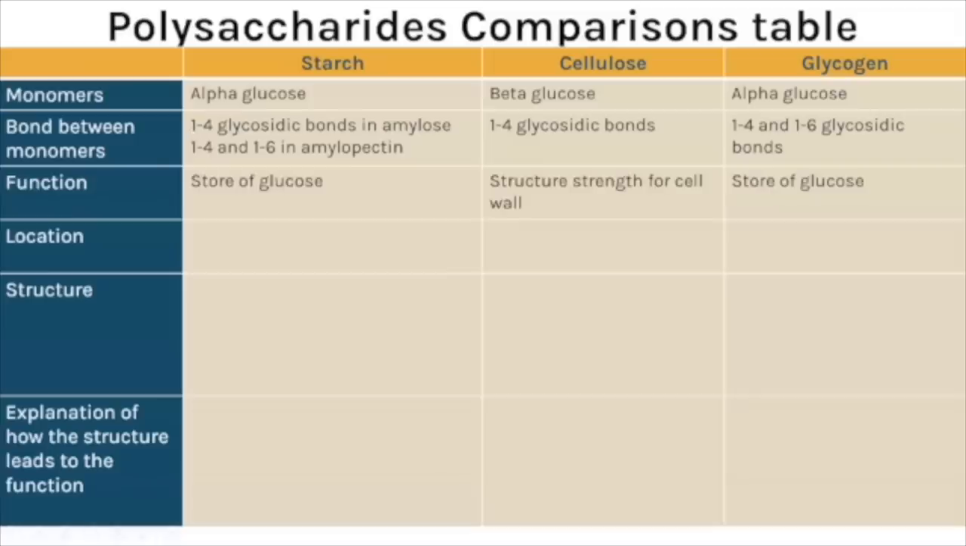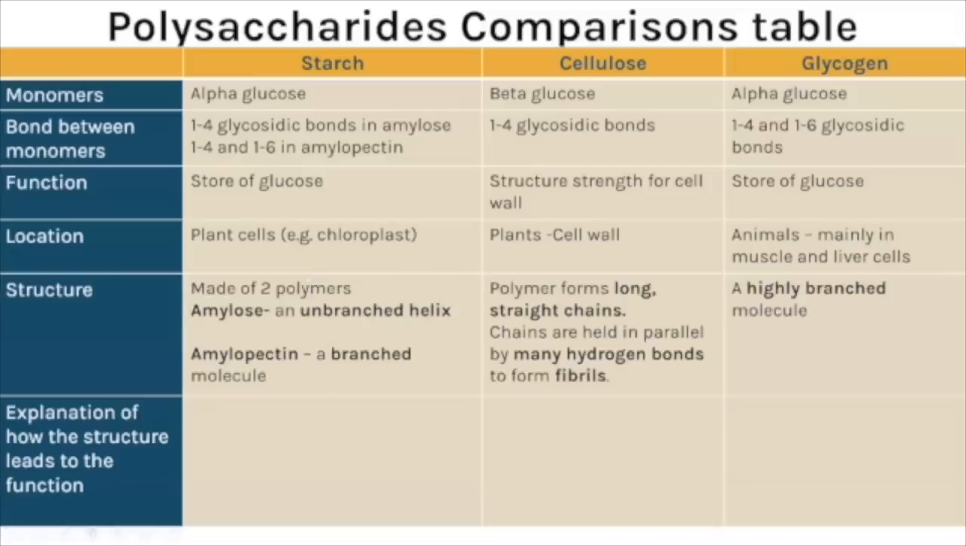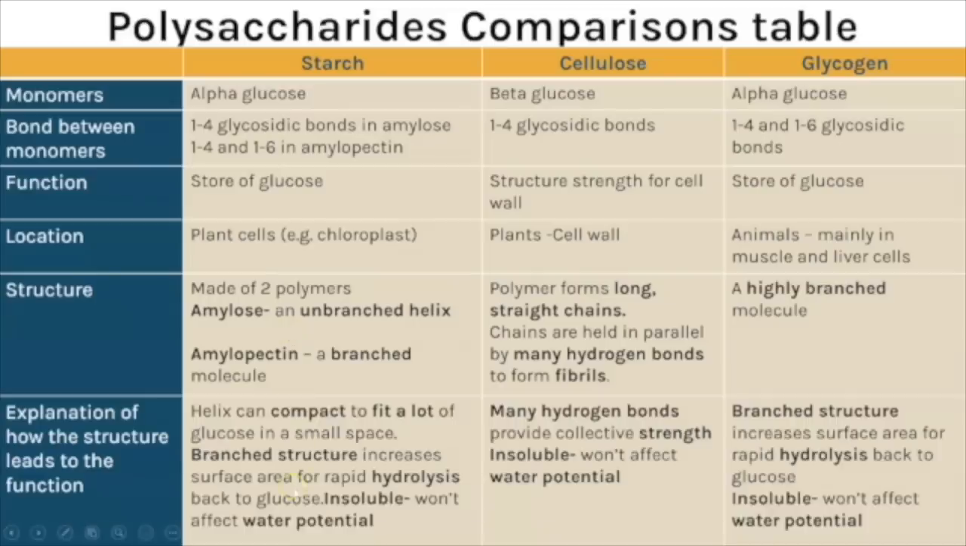The function we've already said on the previous slide, as have we said the location, but a little bit more about the structure then. And this again links to what we were just saying about the bonds. So amylose is an unbranched polymer, and it actually coils up to make a helix. And that is really useful because if it coils up, it can then be compacted to fit a lot in a small space. Amylopectin is branched, and the advantage of that is the branches create a larger surface area, so more enzymes can attach to the end and hydrolyze to turn it back into glucose when the plant might need glucose.